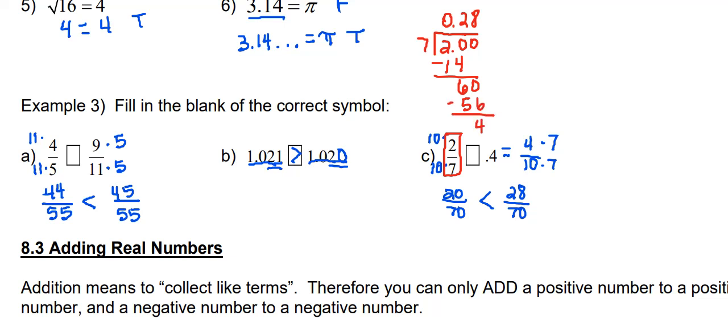So I have 0.28, and I'm going to compare that to 0.40, and 28 is less than 40. So we got the same answer whether we changed it to a decimal or to a fraction, and you can choose which method you prefer. And that's how we compare real numbers.